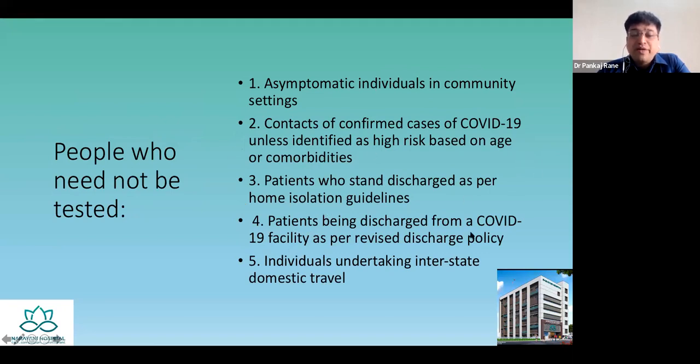For patients who are being discharged from your hospital as per revised discharge policy, they are not to be tested for COVID negative. And another important point, fifth, individuals undertaking interstate domestic travel.